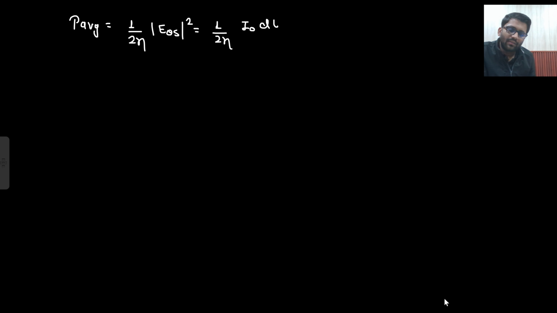So P average will be what? 1 by 2 eta, E theta whole square. That would be 1 by 2 eta, then what will come here? I naught d, sorry. What is the value of E theta? j eta I naught by 2 pi r, but j I am dropping. Eta I naught by 2 pi r into F theta. Then e to the power minus j beta r, a r cap, that will also be dropped. And then whole square of this.